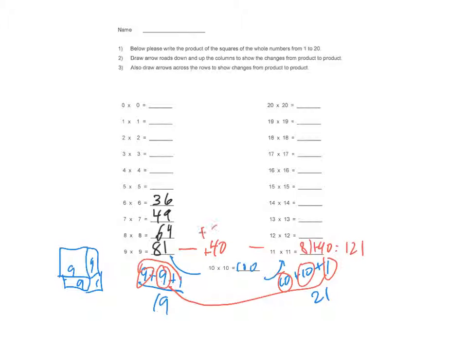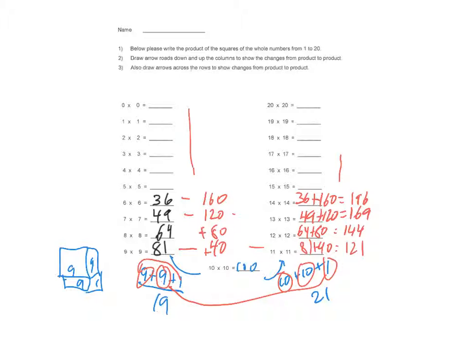The next one's going to be plus 80, so it'll be 64 plus 80 is 144. The next one will be 49 plus 120, 169, and then the next one will be 160 apart, so 36 plus 160 equals 196. And so once you know these, you can keep adding up. Next one will be 200, 240, etc.